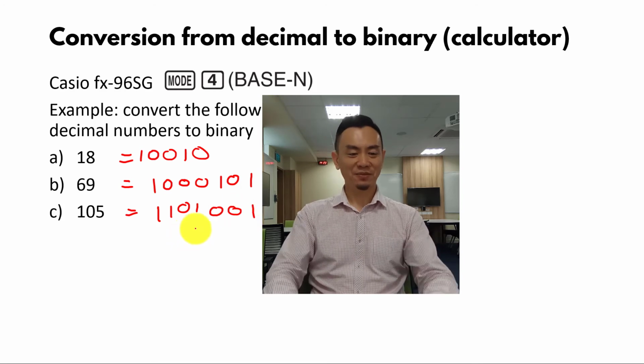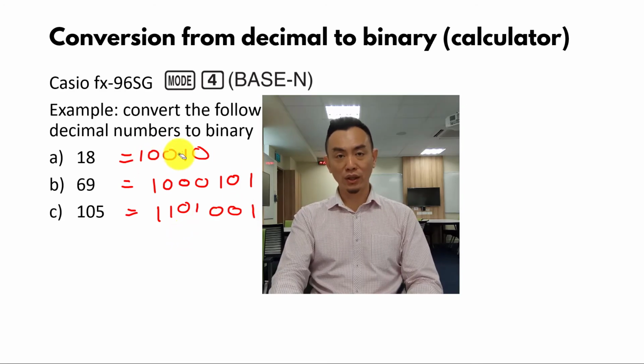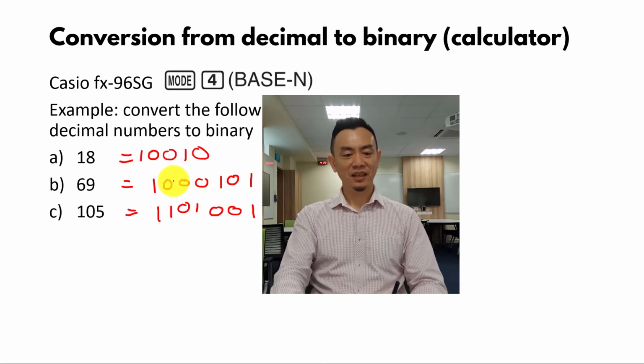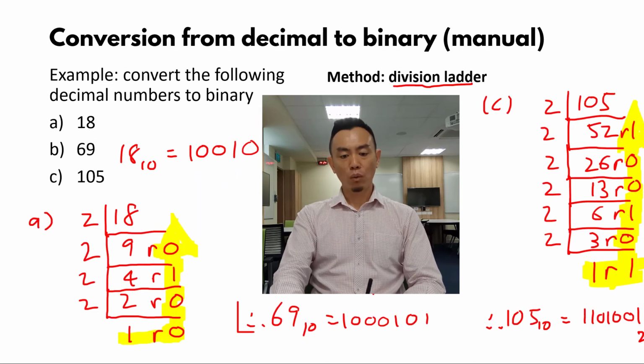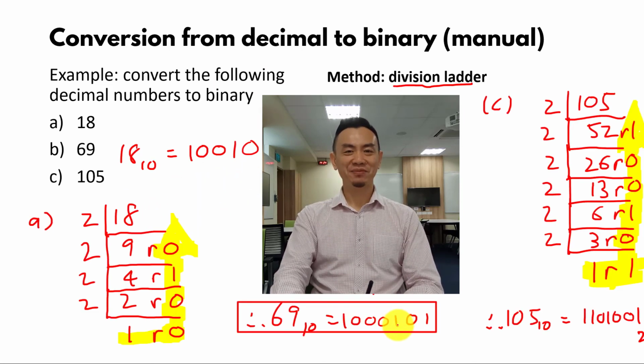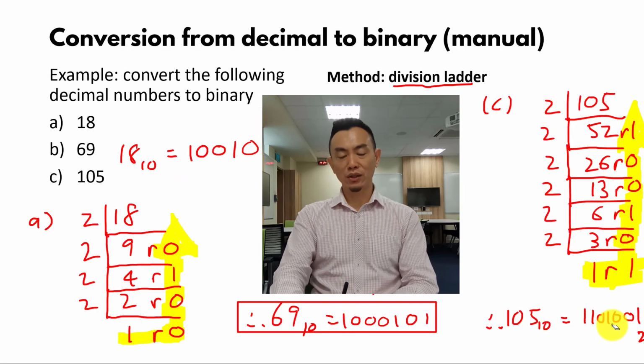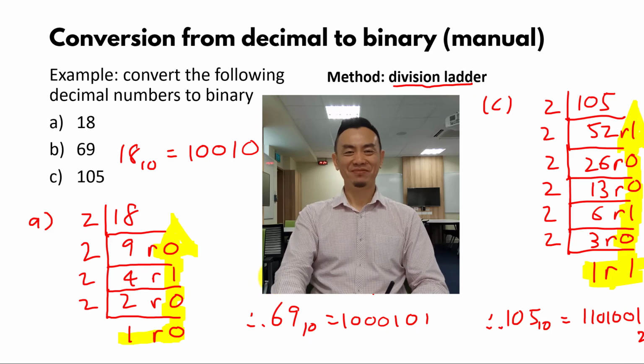Okay, so let's do a check. First we have 10010. That's correct. 1000101. Okay, correct. 105 is 1101001. Okay, good.